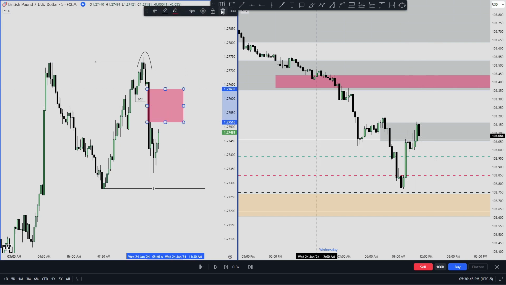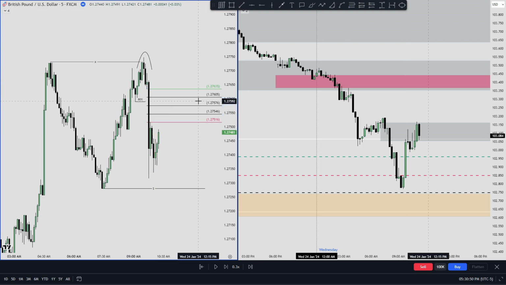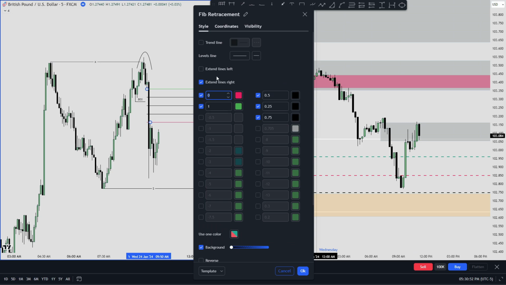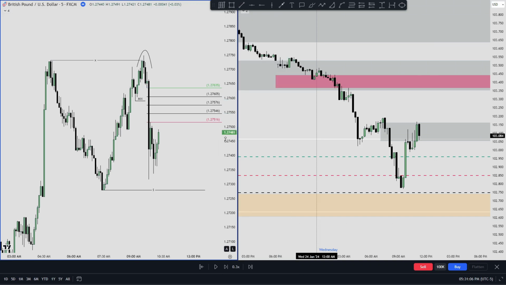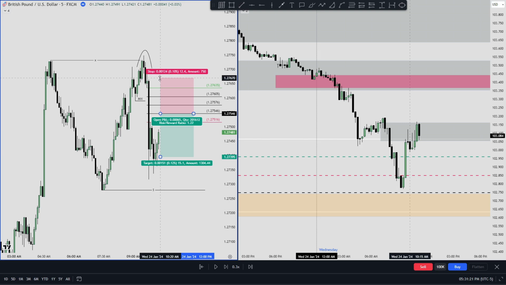Boom. When dealing with larger fair value gaps, take out your Fibonacci tool and go on quadrants. These are some of my key levels: 0, 1, 0.5, 0.25, and 0.75. So the 25% level, 0.50 level, and 0.75 level. So when trading bigger fair value gaps, enter between the 0 and 25% level. So in this instance, I'll put it at the 25% level.